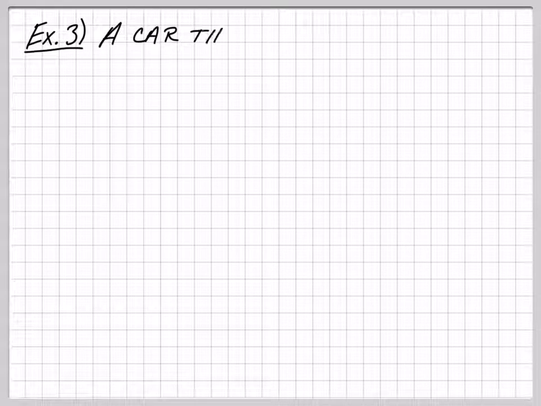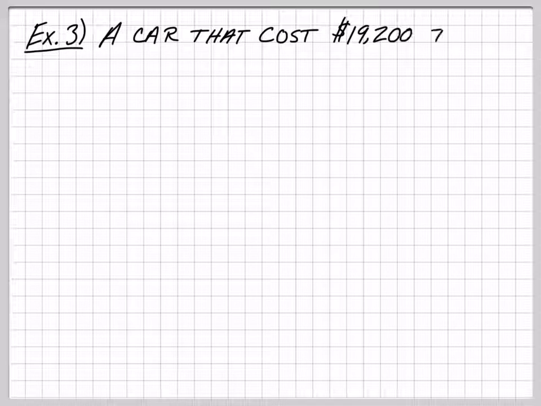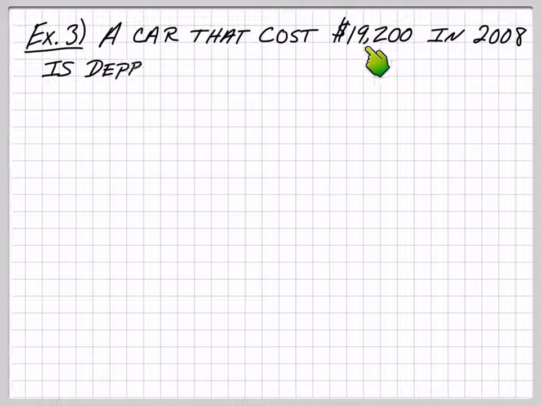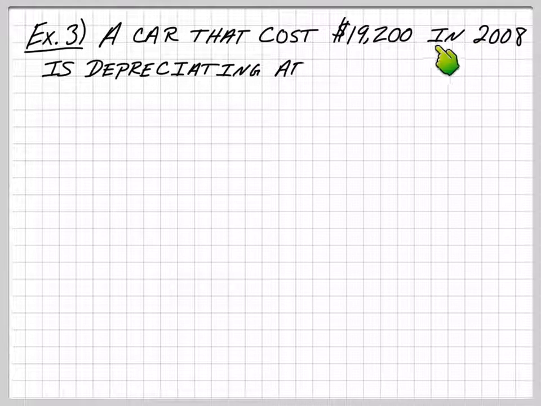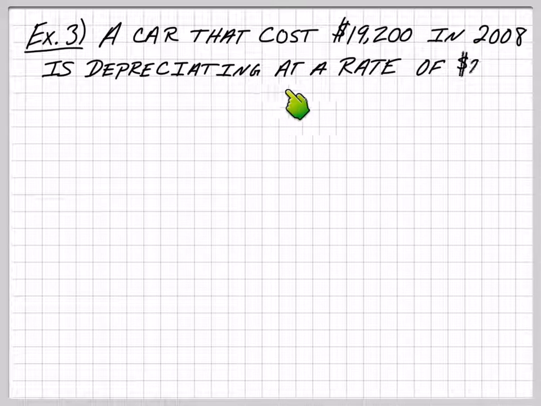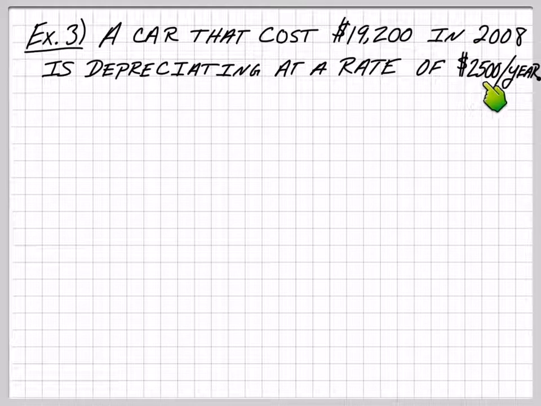All right, let's go to example 3 here. A little different scenario for example 3. So it says a car that costs $19,200 in 2008 is depreciating at a rate of $2,500 per year, which means it's losing value. At $2,500 per year, that's the rate it's losing value at.